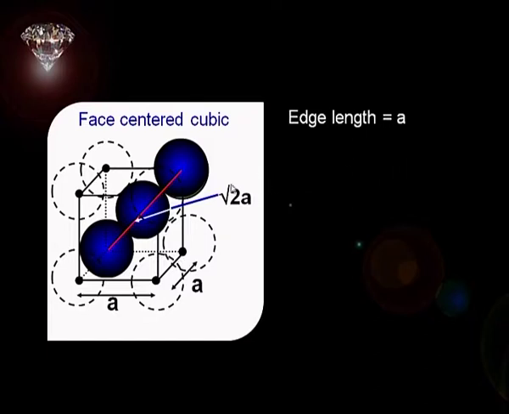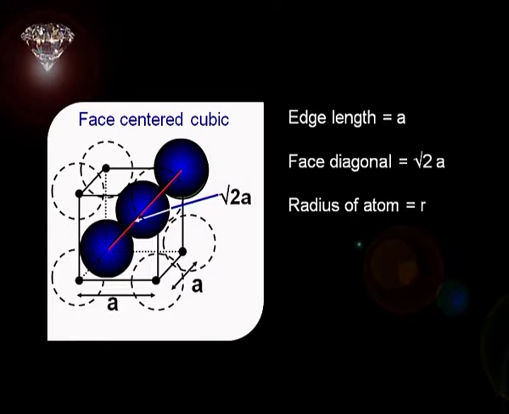Now, as before, our edge length is a and the face diagonal is root 2 a, by simple Pythagoras theorem. If the radius of an atom is r, we can comfortably see here that 4r is equal to root 2 a. That means the radius is root 2 a by 4, which is a by 2 root 2. Basically, in all these 3 cases, we try to find the relationship between the radius of the atom and the edge length of the cell.